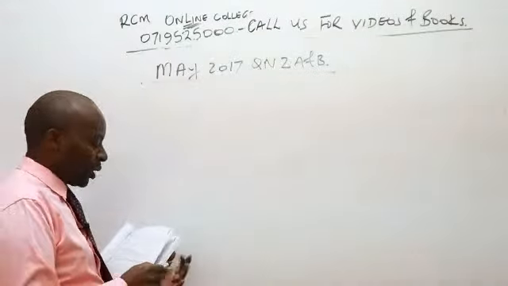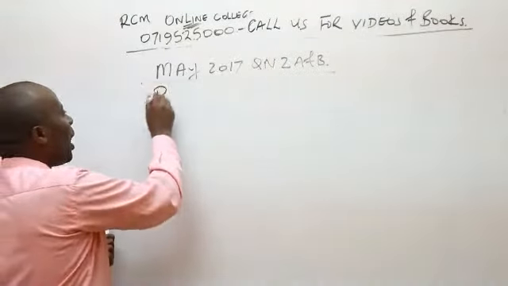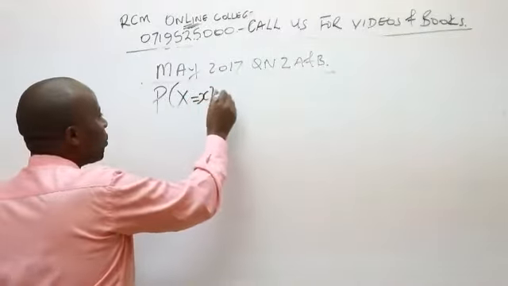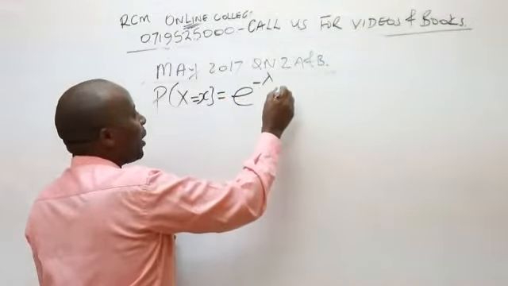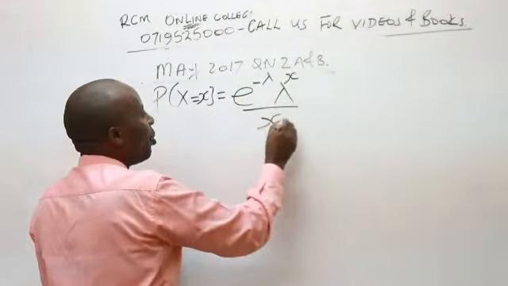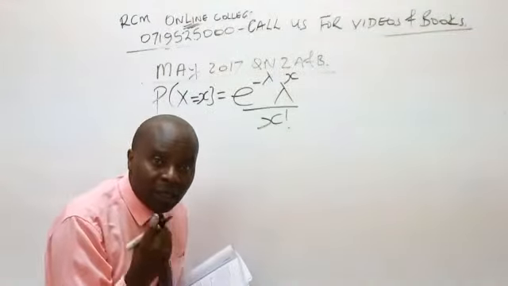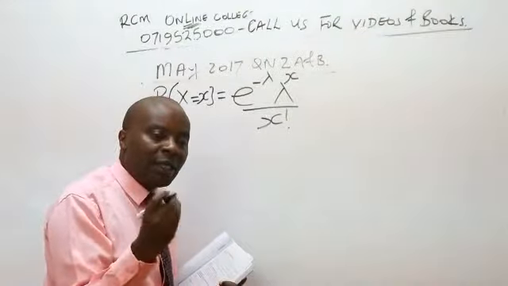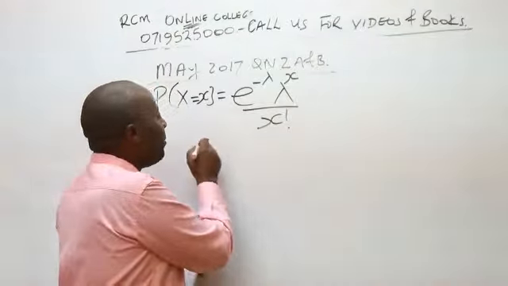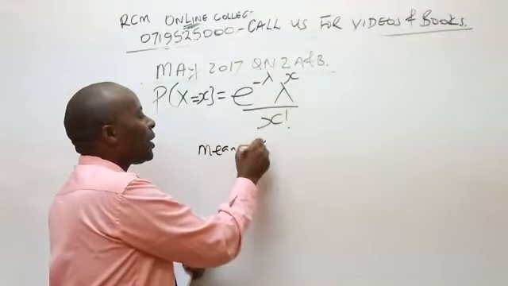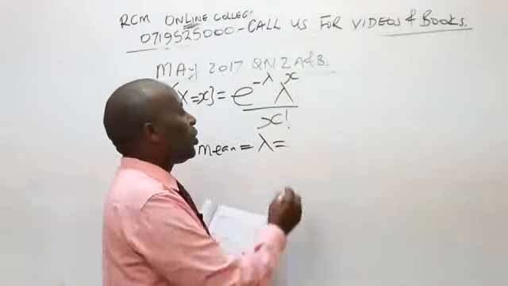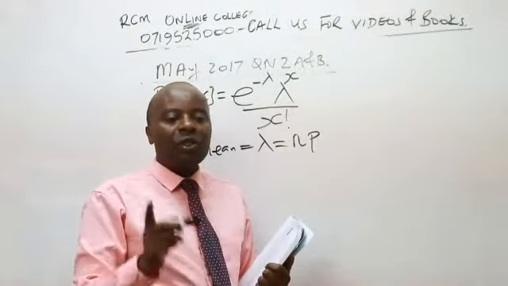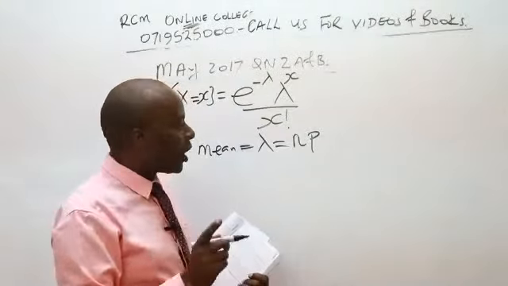Using Poisson distribution, ladies and gentlemen, I know the formula. I know that the probability of x equals small x will be equal to e raised to negative lambda, lambda raised to x, all over x factorial. And if you remember very well, the key thing you need to be able to evaluate Poisson probability distribution parameters is the mean. You need the mean, which is our lambda. And our lambda, ladies and gentlemen, is np.